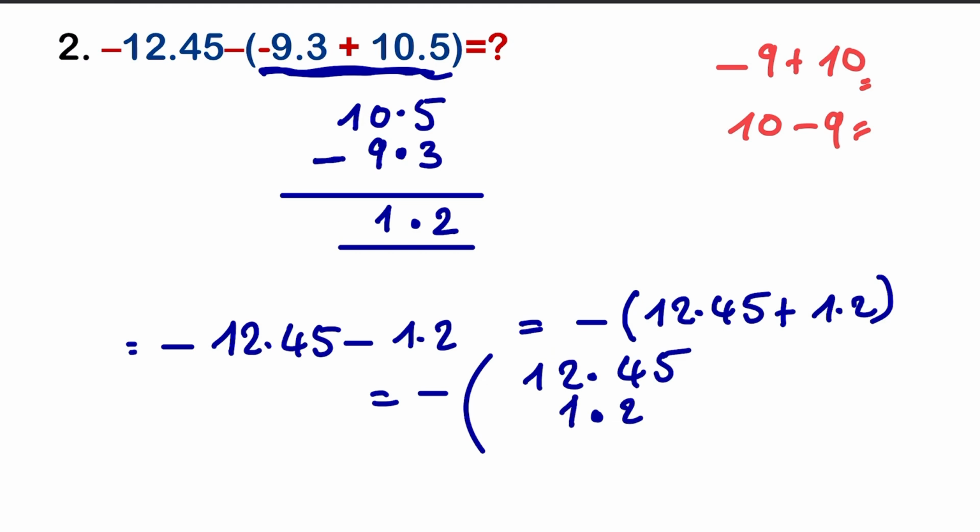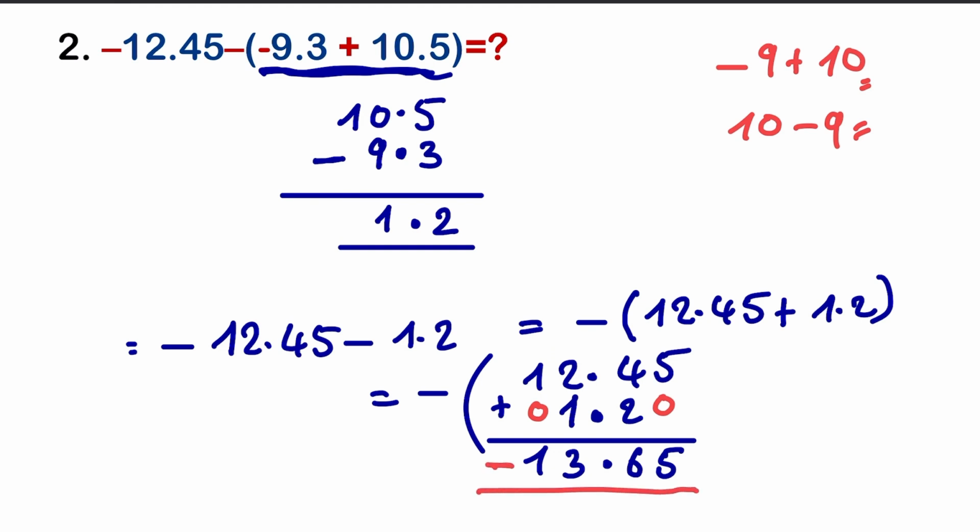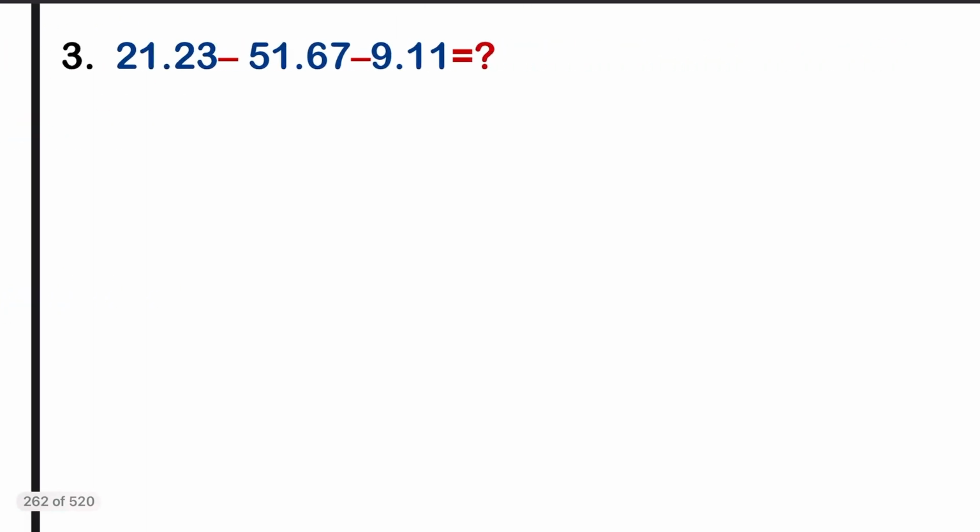This is 1.2. If you want, you can include 0 in the empty space. Then if we add this, we are going to have 6.31. Then we have a minus here in the bracket. So our answer for question 2 is minus 13.65. Minus 13.65 for question 2. So let's move to the next question.